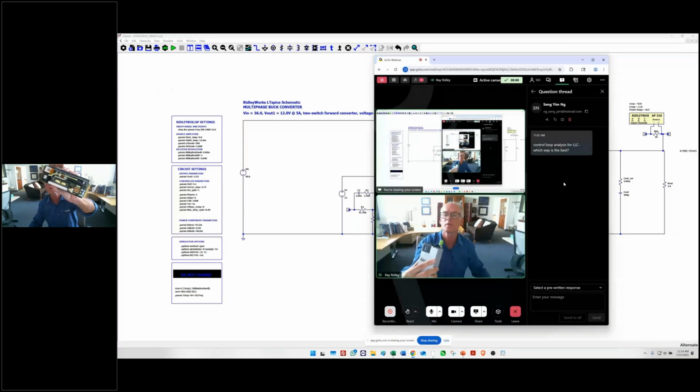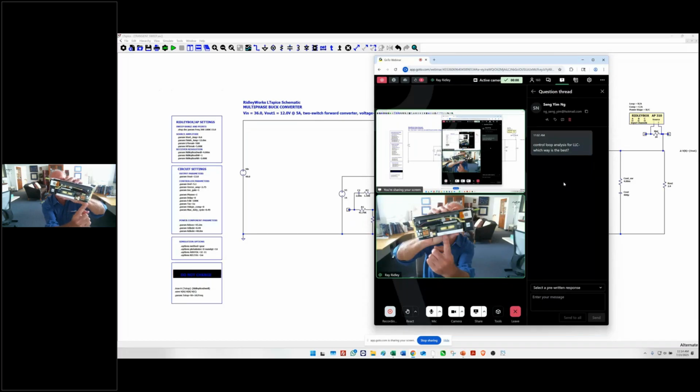It's got PFC up front. That's the big L there. That's the big cap over there. And then this here is a 1200 watt LLC converter down to 12 volts. It's really amazing density and amazing efficiency in here.